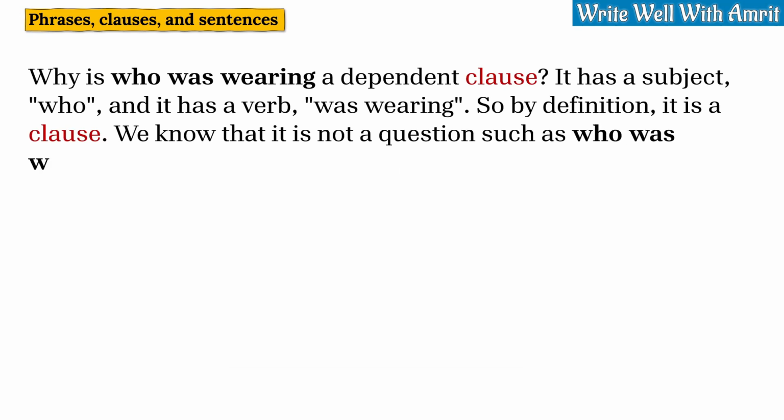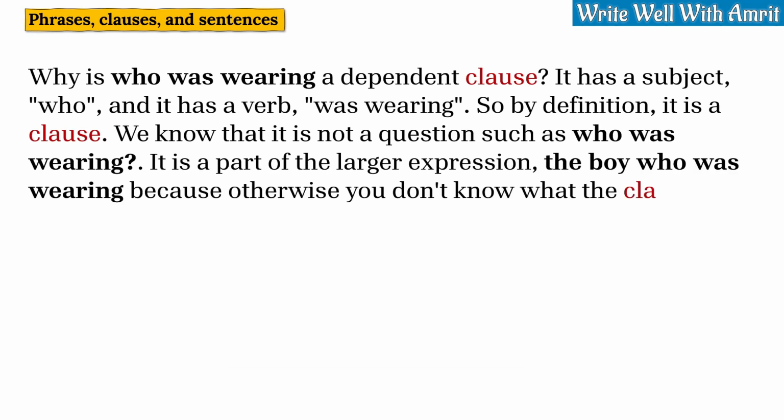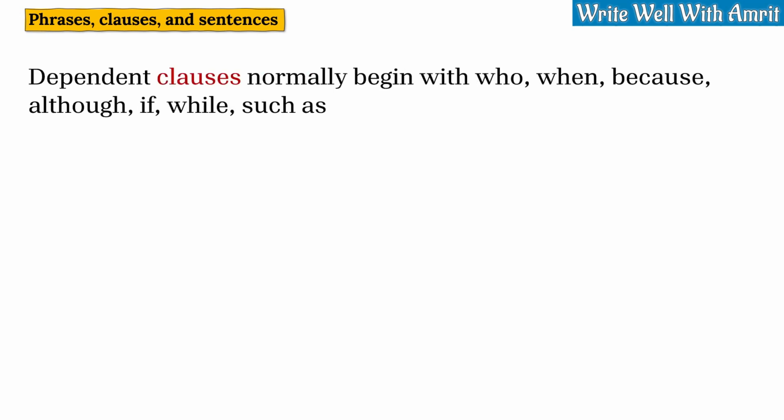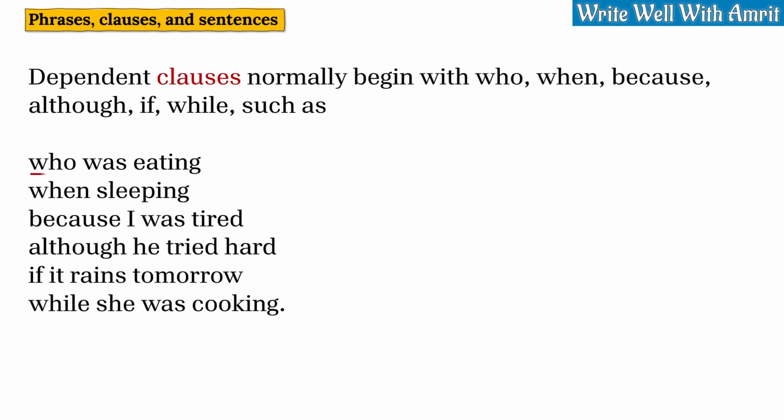Why is who was wearing a dependent clause? It has a subject, who, and it has a verb, was wearing, so by definition it is a clause. We know that it is not a question such as who was wearing. It is a part of the larger expression, the boy who was wearing. Because otherwise you don't know what the clause is talking about. You don't know who or what the subject actually is. Dependent clauses normally begin with who, when, because, although, if, while, such as who was eating, when sleeping, because I was tired, although he tried hard, if it rains tomorrow, while she was cooking.